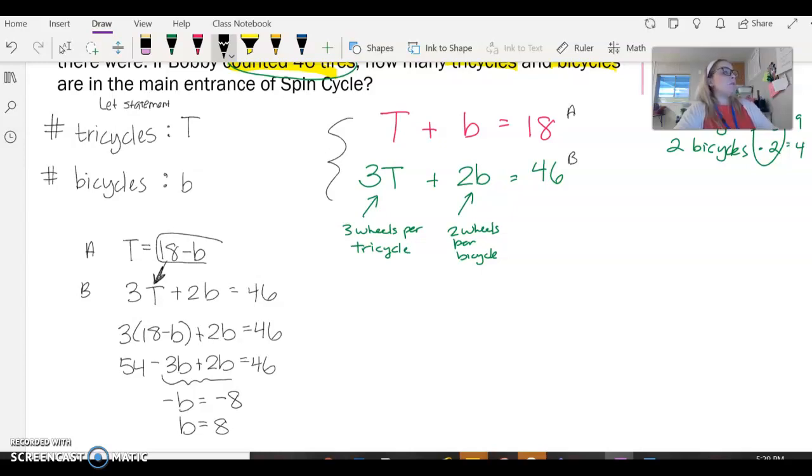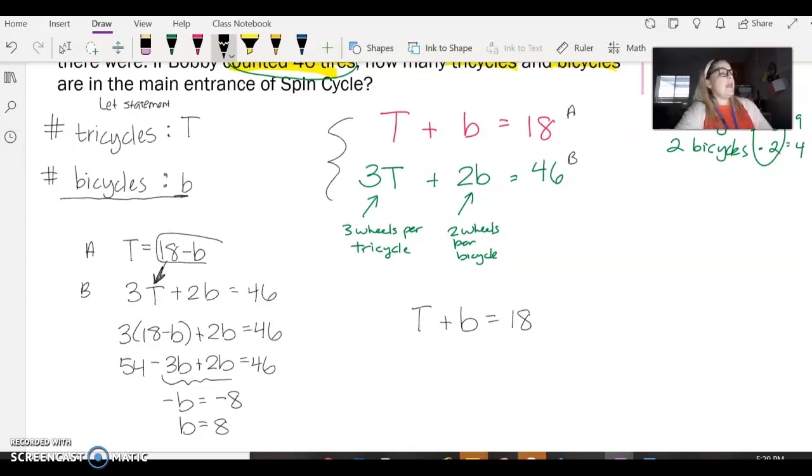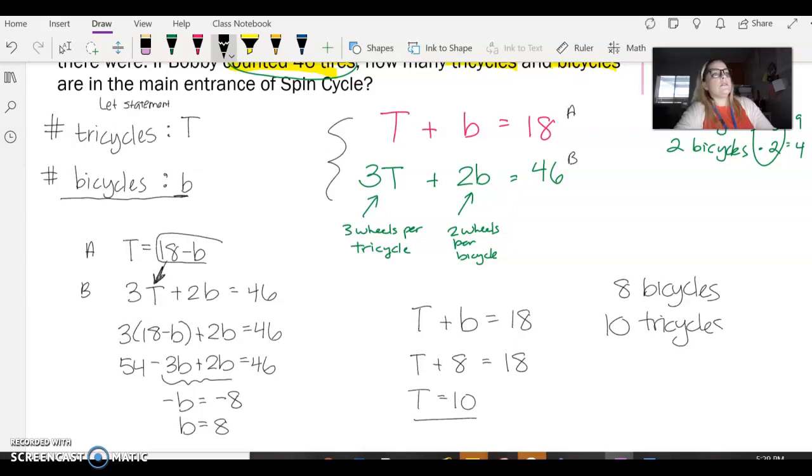All right, so well, B, what did B stand for? Oh, my lights went out. B stands for the number of bicycles. So now I can go back up to that pink equation, that equation A. Well, if tricycles plus bicycles equals 18, and I have 8 bicycles, then that must mean that I have 10 tricycles. So my answer is 8 bicycles, 10 tricycles. And there's my answer.